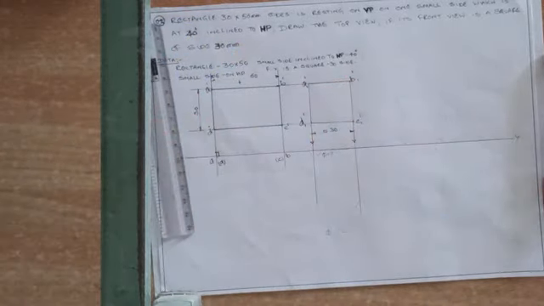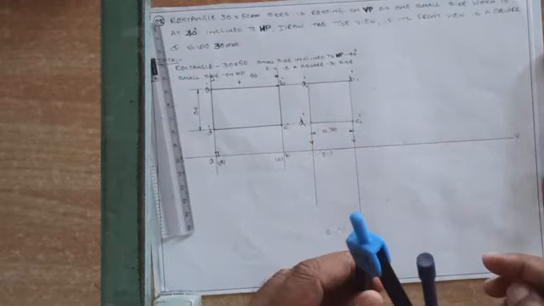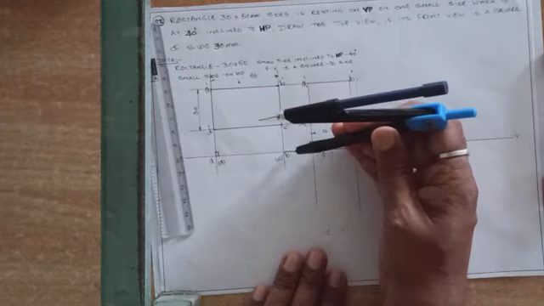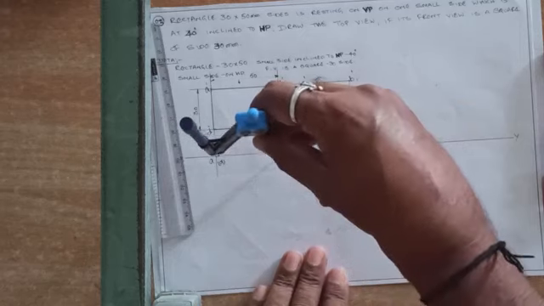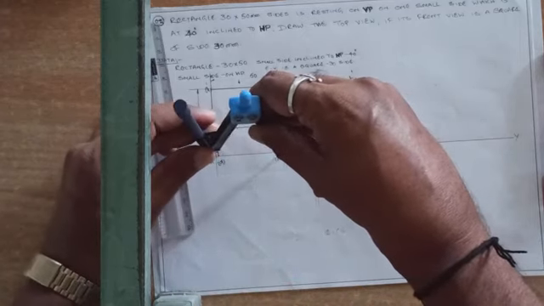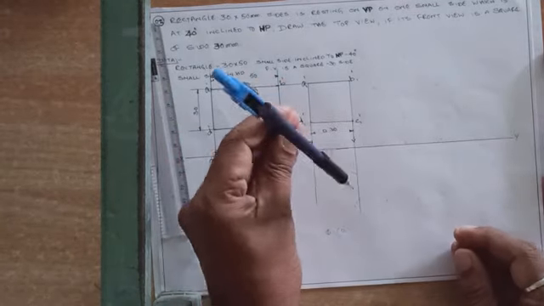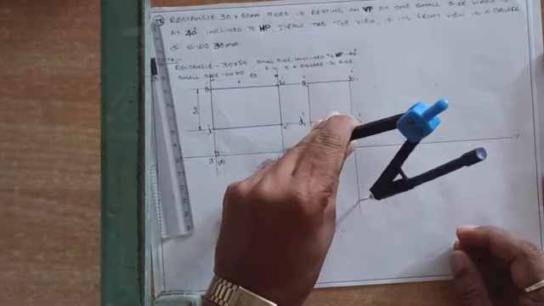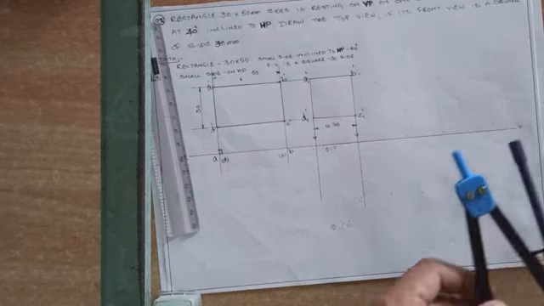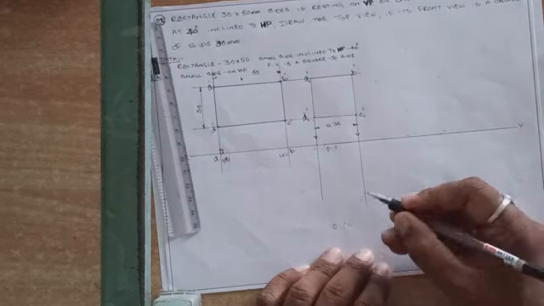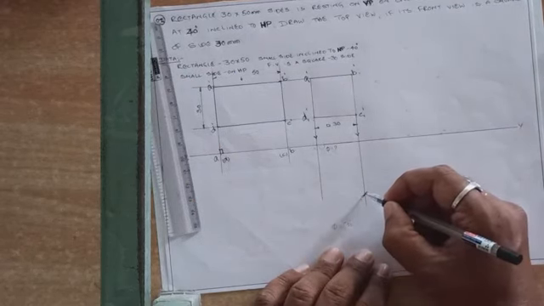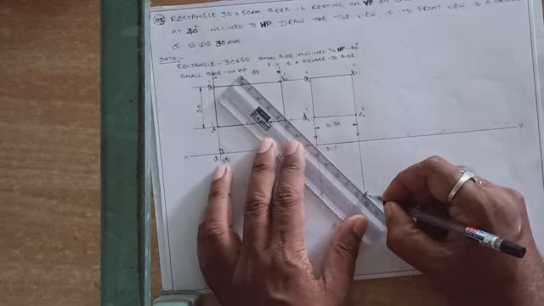That's why you are projecting the projectors downwards. Now take the distance of the top view as radius, using a compass, and transfer here. Take the first point and draw an arc to this projector, and you can join here.